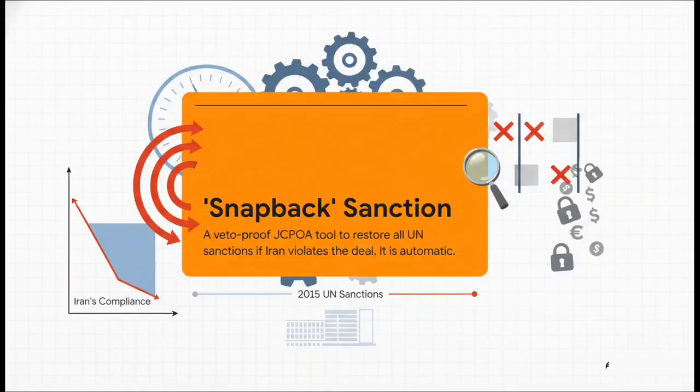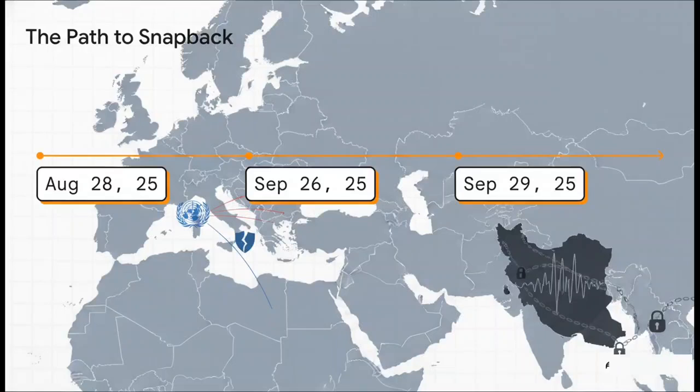Now, this was a really crucial part of that 2015 nuclear deal, the JCPOA. What it did was allow any of the countries who signed it to unilaterally trigger the return of all the old UN sanctions if they thought Iran was breaking the rules. And here's the key part. The whole process was automatic, and it couldn't be vetoed by countries like Russia or China. And in late 2025, that's exactly what went down.